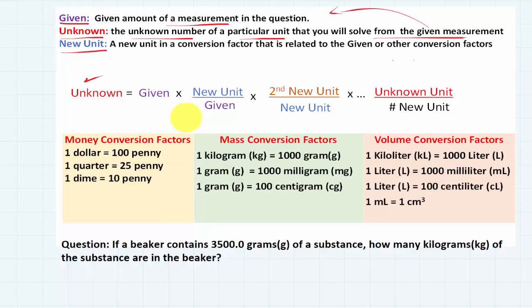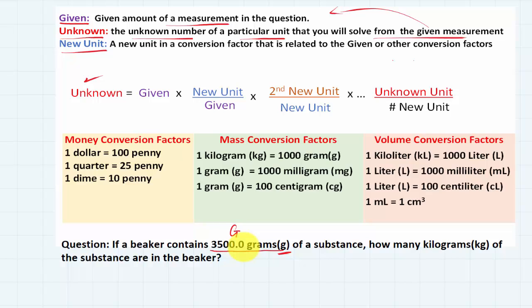So let's look at an example. A beaker contains 3,500 grams, abbreviated by the letter G, of a substance. How many kilograms of the substance are in the beaker? So notice how the measurement 3,500 grams, that would be your given. We are given specifically, we know exactly that there are 3,500 grams in a beaker.